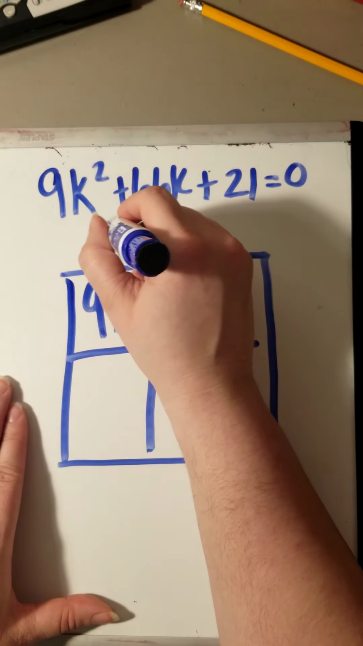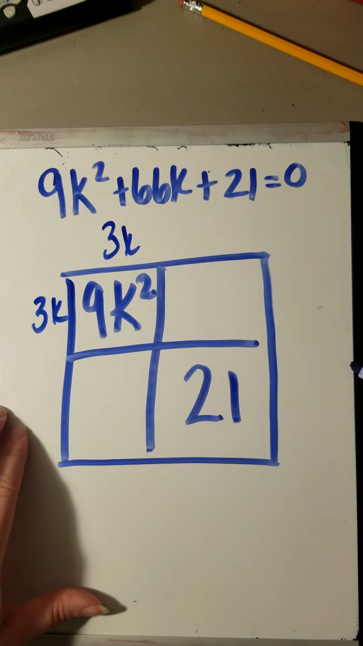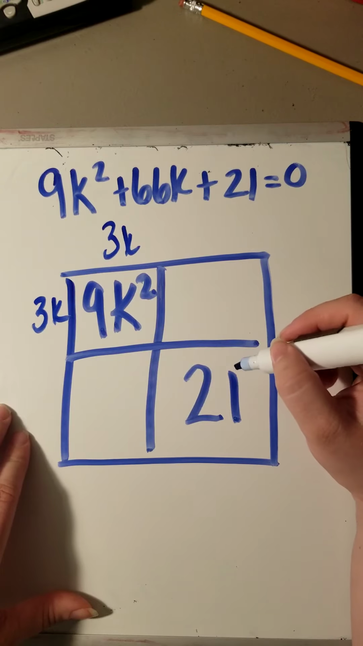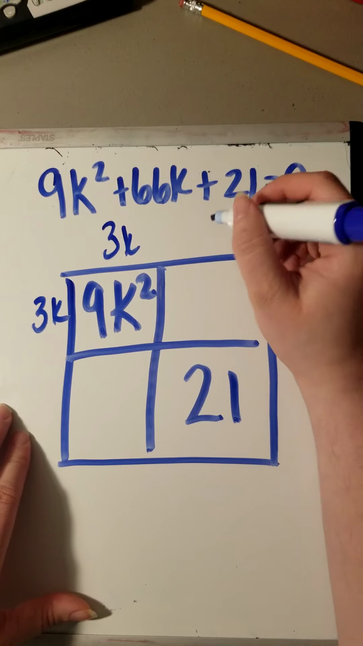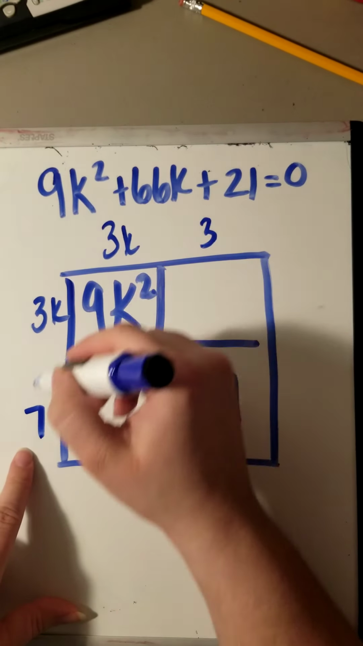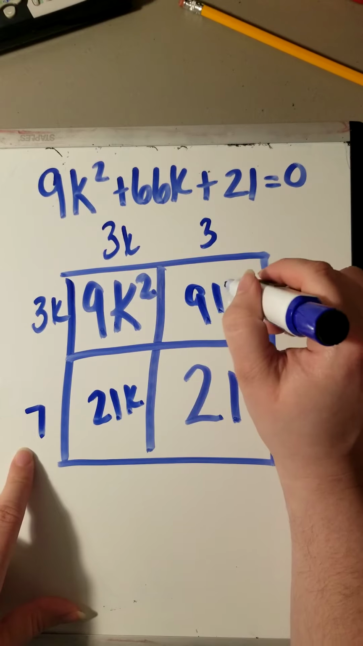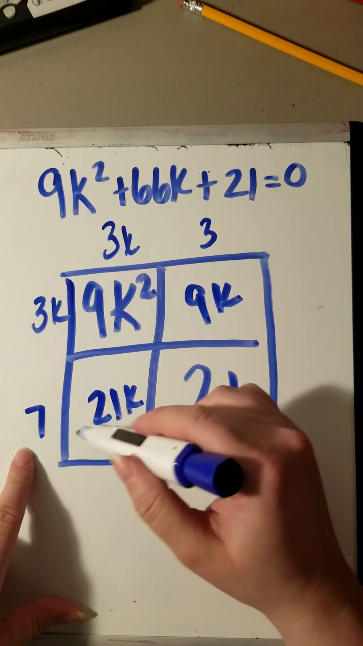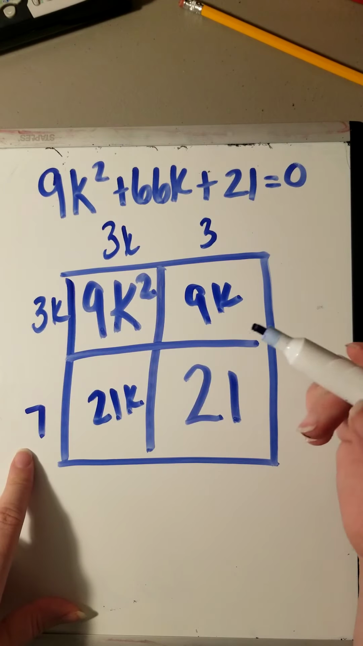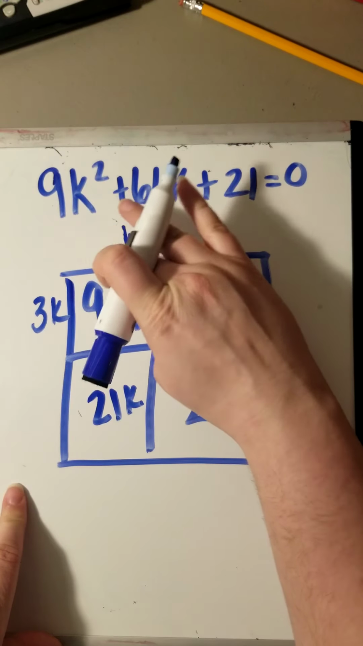So if I was to try like 3k and 3k, well, that would give me 9k. And what if I try 3 and 7? All right, well, then that would get me 21k. And here's another 9k. Well, those things don't get me to 66, so that's not going to work. All right, so maybe it's because the numbers are really small.